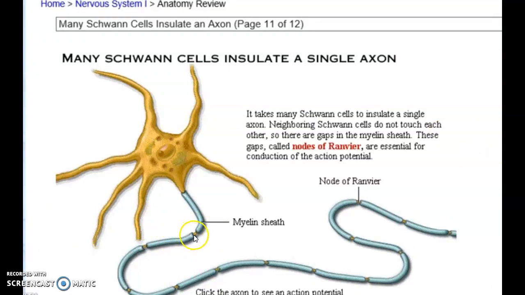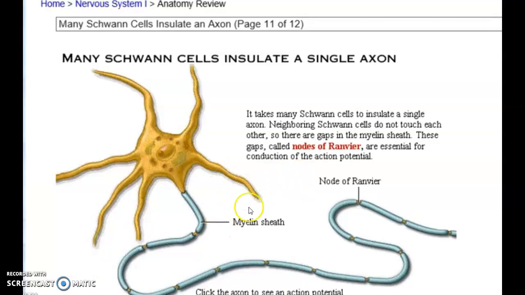Again, notice how the signal was only at the areas where the sodium was able to go in and potassium was able to go out. But again, once the sodium went in here, it then flowed past this area to the next area where it triggered a depolarization and an opening up of what are called voltage-gated channels for sodium in the next section. We'll be talking more about that and the physiology, the mechanics of it, a little bit later.